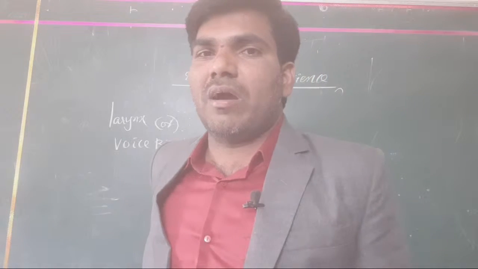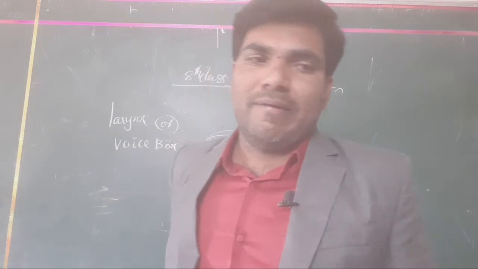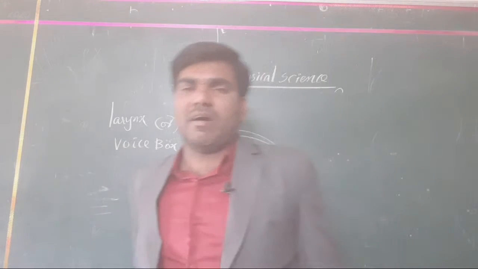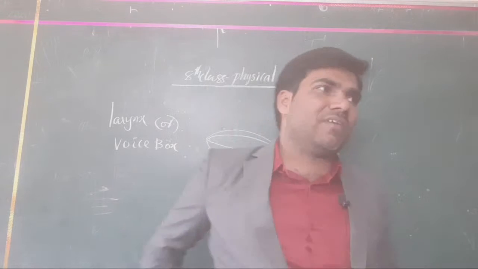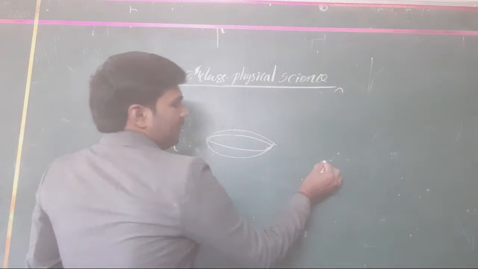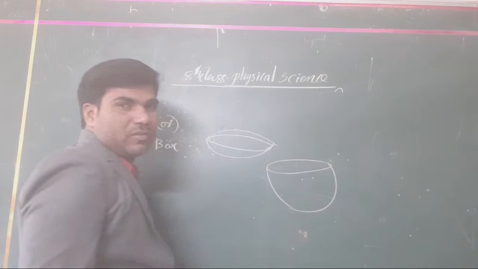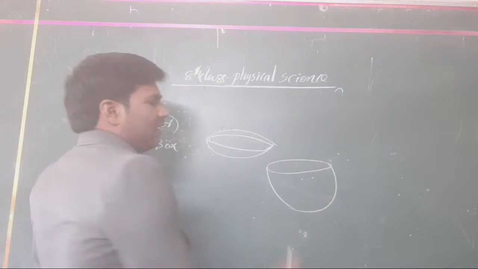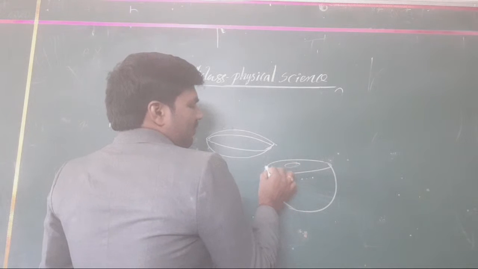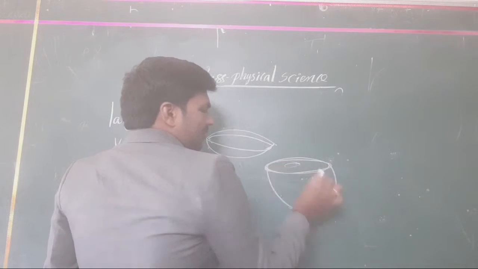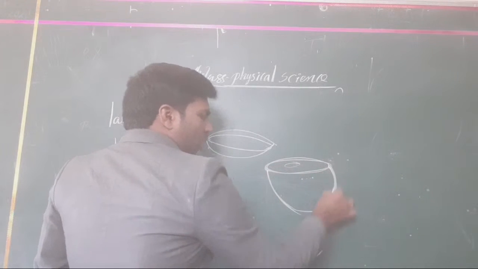Some student may ask the question: what is the tabla? Like a drum in our assembly, there is one membrane. You know very well about the tabla, everyone. There is a membrane, and that membrane is tightly fitted on the surface of a hollow box.